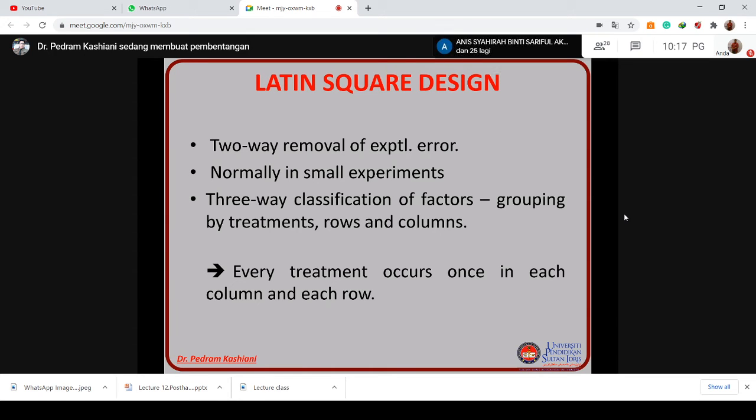And last, I mention again, this is 3-way ANOVA or 3-way classification of factors, and grouping is done by treatment, blocking by row and blocking by column. This is important. Every treatment occurs once in each column and each row, that I showed you already.